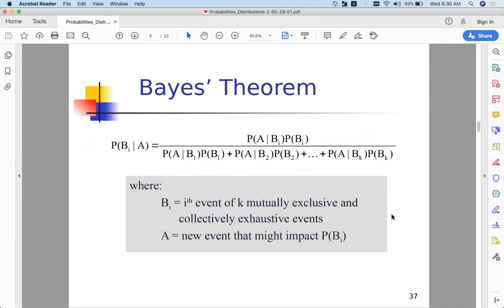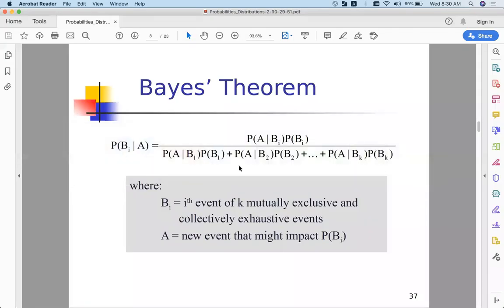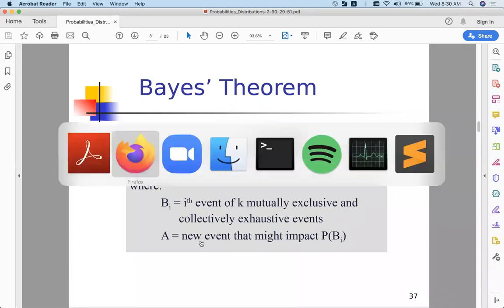Let me explain with an example. It need not always be the same. Let's say this is P of B_i given A, right? Not B, okay. Let me explain an example.